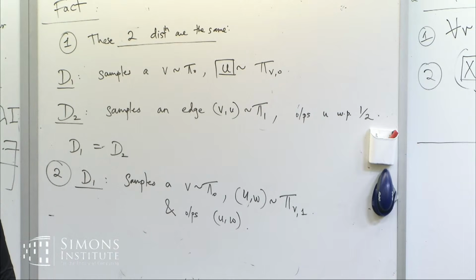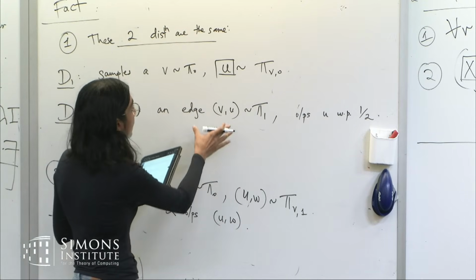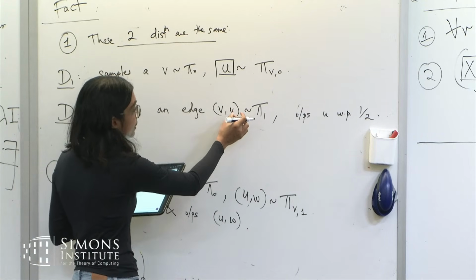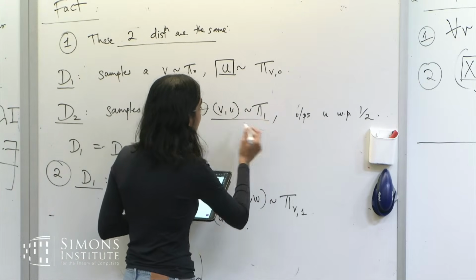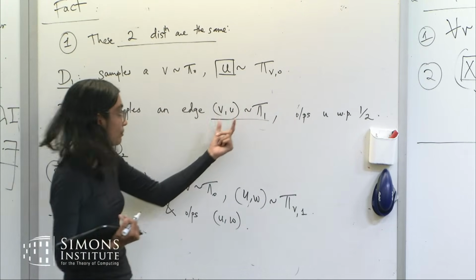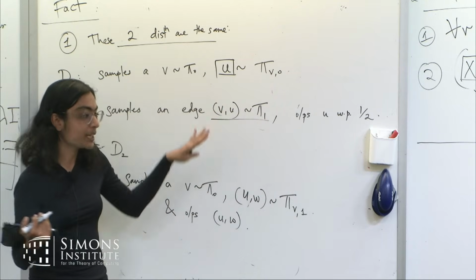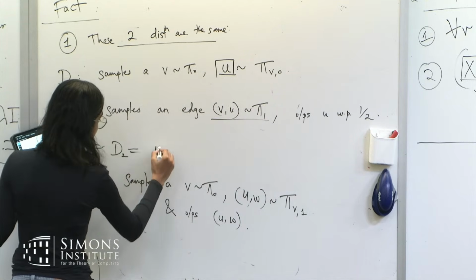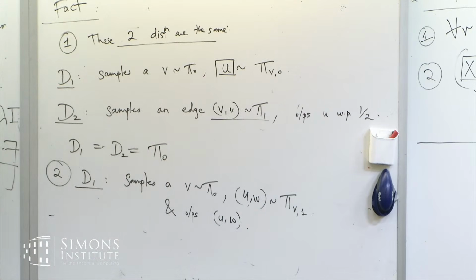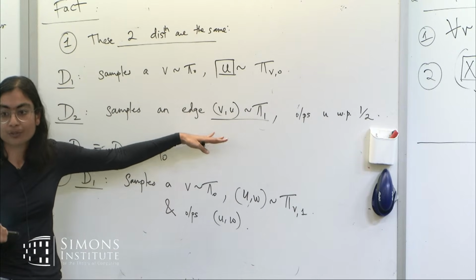So are both of those distributions just the same as pi 0? Yes, that's the claim, that they are the same because of the marginal. The way we defined pi 0, we take a random edge from pi 1 and output U. So they are both equal to pi 0, and this is exactly how we defined pi 0.